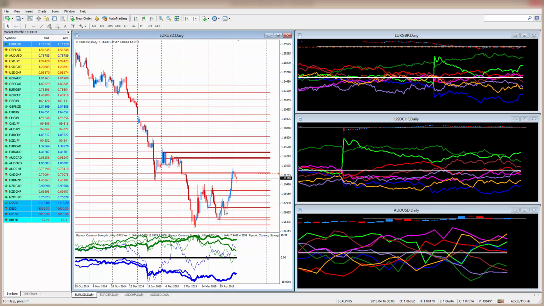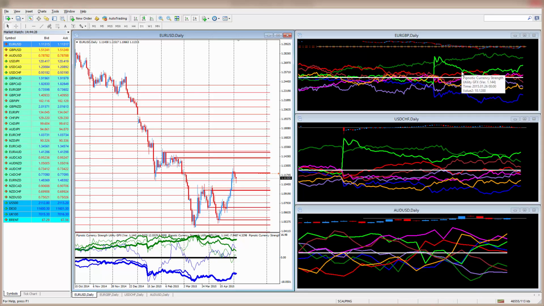If we go to the daily chart here, you can see that the euro is starting to pick up towards the end, and we can see that the dollar is strong, but in the more recent strength information, you can see that the dollar has gone below the zero line and the euro has gone above the zero line and actually crossed above the dollar line. So this is why you can see this nice rally here on the euro US dollar.